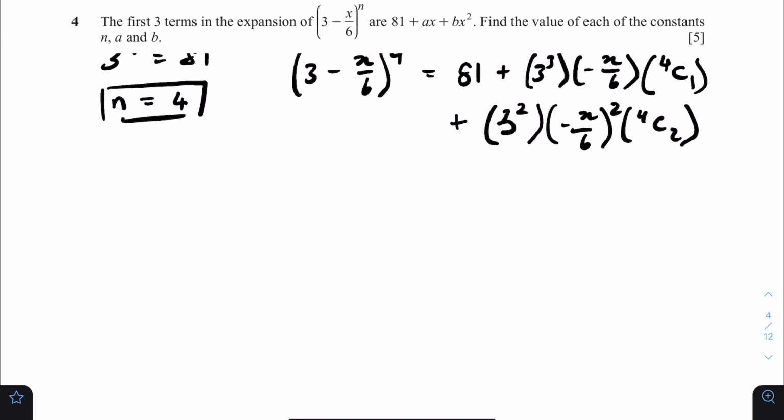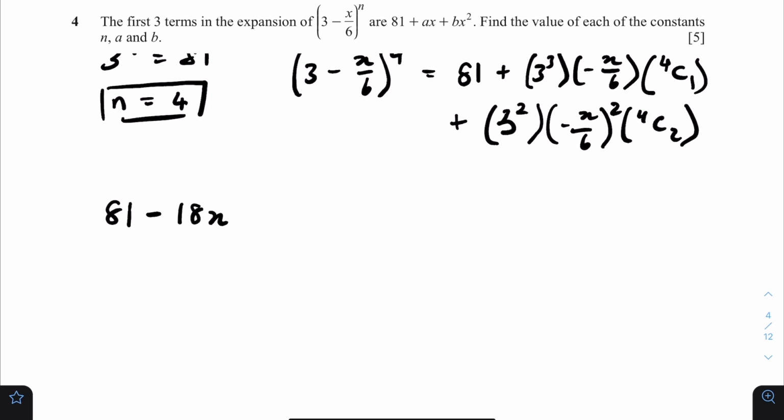So 3 cubed, well, let's look at this term first. So 3 cubed is 27 times 4, which is 108. 108 divided by 6 gives you 18, and there's a negative sign. So therefore, we have 81 minus 18x.